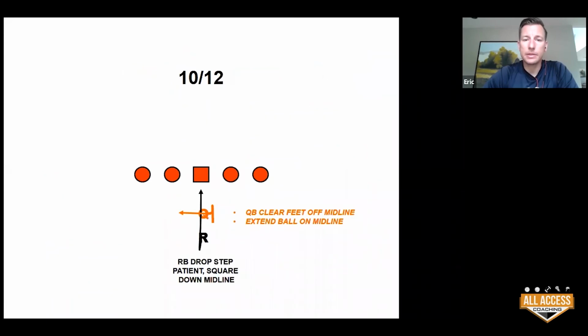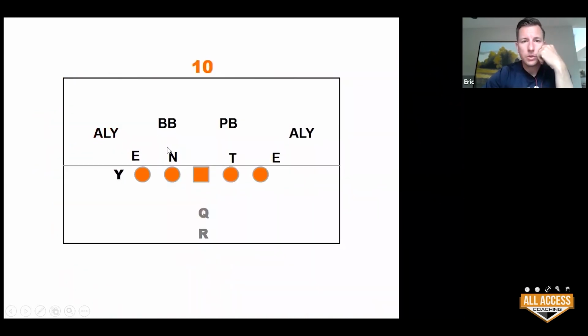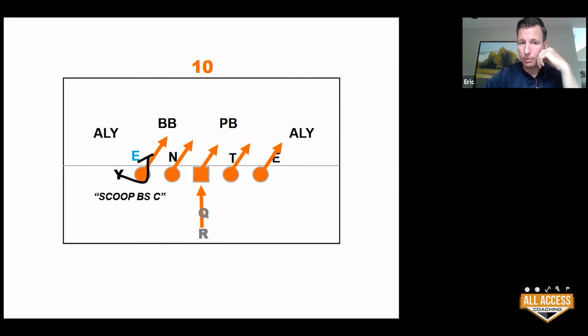All right, so now when we talk about tight end rules, this is how we build it out. 10 and 11 are, again, our zone slice or scoop. So we're always going to go backside C gap unless we're in line on the play side. So here you go, quiz yourself, guys. If we're running 10, so it's inside zone, and the tight end is set on the backside, what should he do? He's going to scoop that backside C gap. We don't need any tag. We don't need any call. The tight end's rule is simple here. He hears 10, he knows he accounts for the backside C gap.